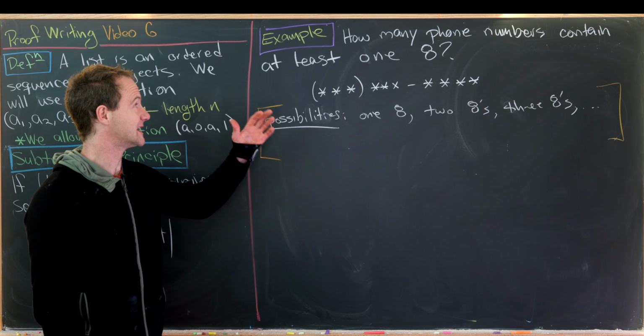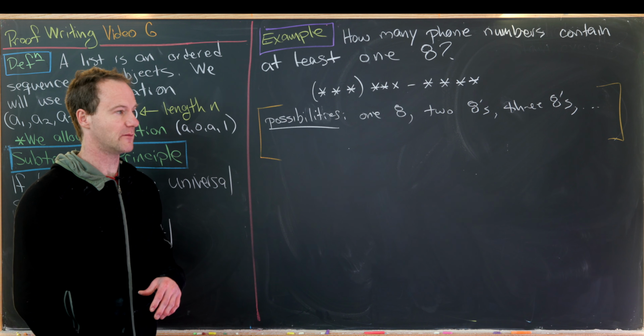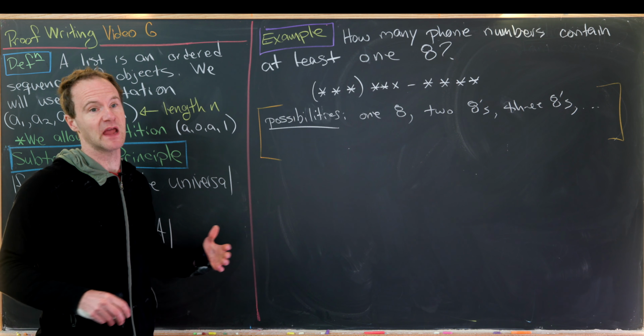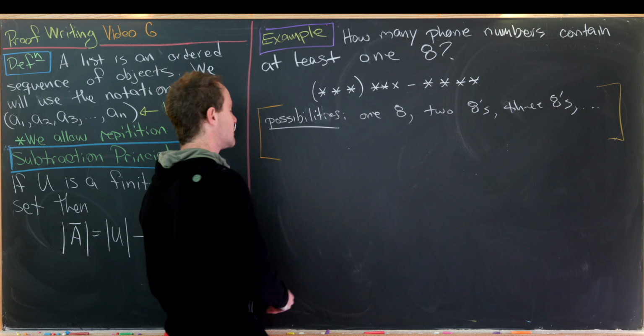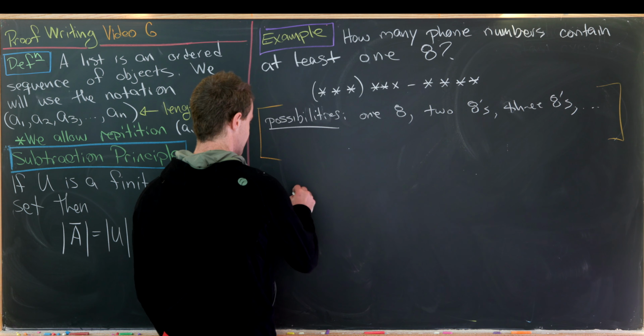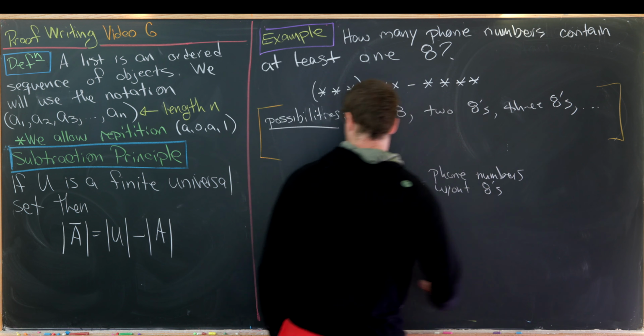And let's notice that having exactly one 8 is disjoint from having zero 8s. And in fact, having at least one 8 is the complement of having zero 8s. So what we could really do here is the following calculation. So all possible phone numbers minus the phone numbers without 8s. So phone numbers without 8s.